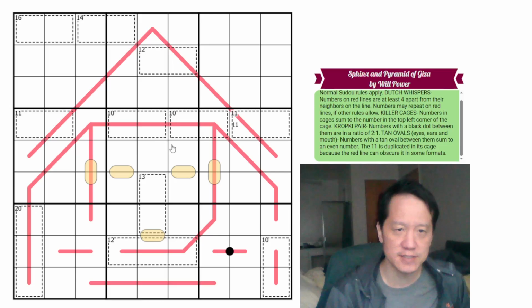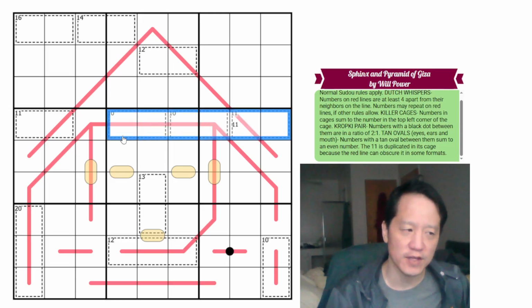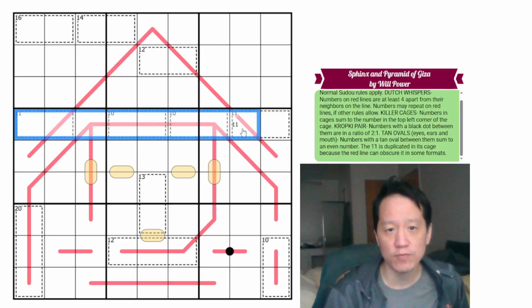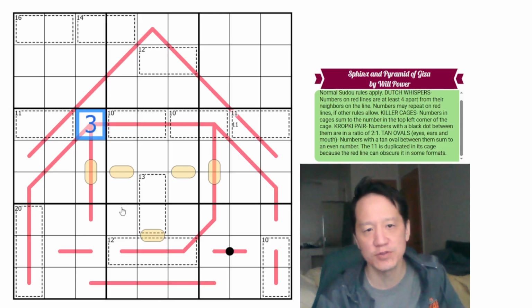Okay, the first thing that comes to my mind is I see killer cages all along row 4, and one space is not in those. So the rest of the row can be determined by just adding up the numbers in the killer cages, which is 11 plus 10 plus 10 plus 11. That's 42. So the rest of the row must be 45 minus 42, which is 3. The rest of the row is only one cell, so this has to be a 3.